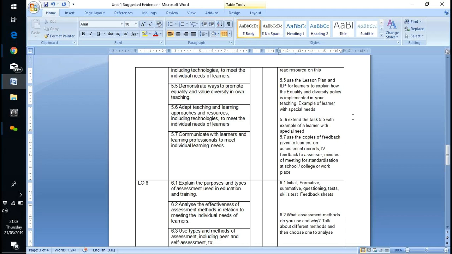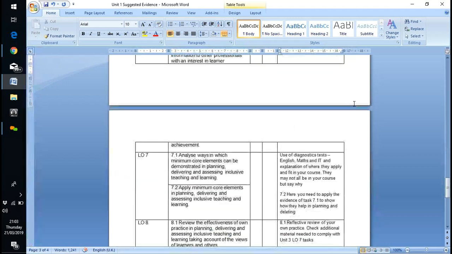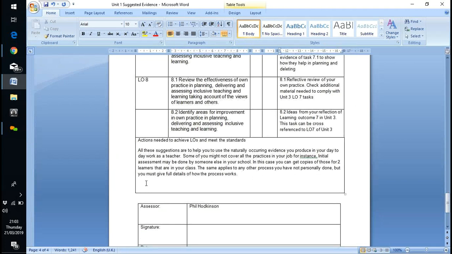Yeah. Okay. Because I've actually put on the bottom of here somewhere, all these are suggestions to help you use the naturally occurring elements in producing your day-to-day work as a teacher. Some of you might not cover all the practices. Some of you may not do initial assessment, but somebody will have done it, and you'll be able to show me copies and explain how they work. And that's the bulk of the understanding. Same applies to any other processes that you might not have done personally, but you deal with and use as part of your teaching process.